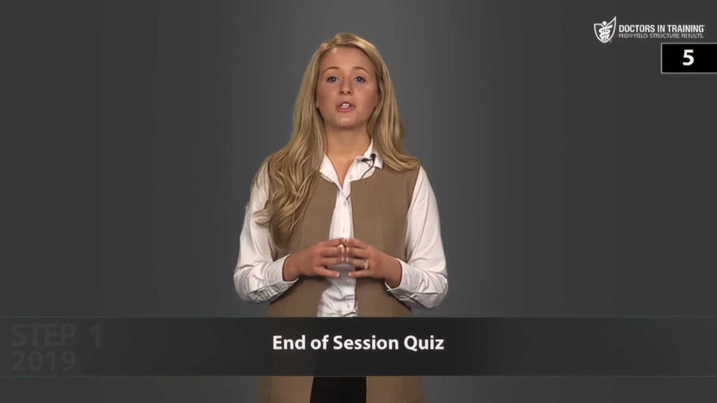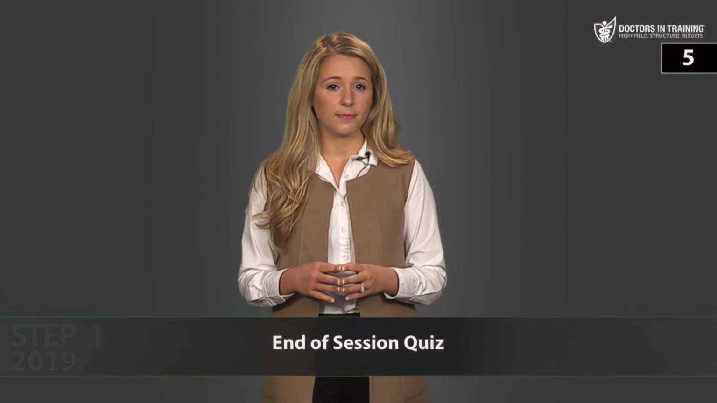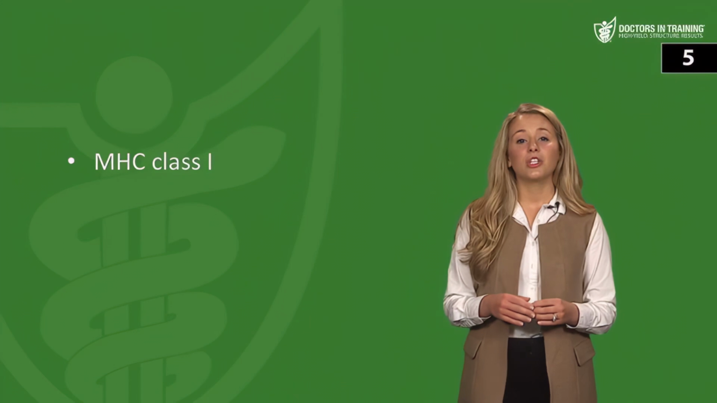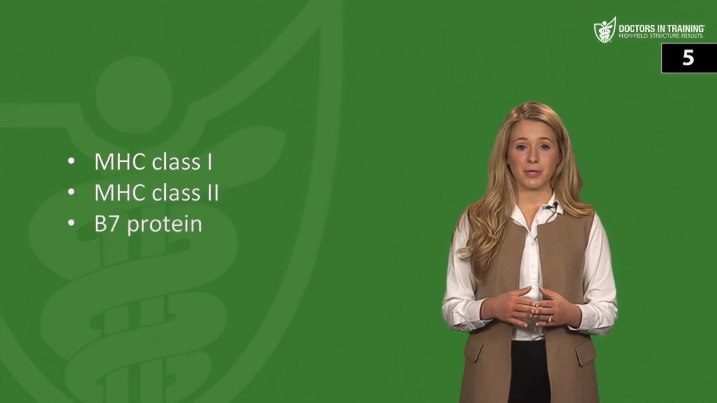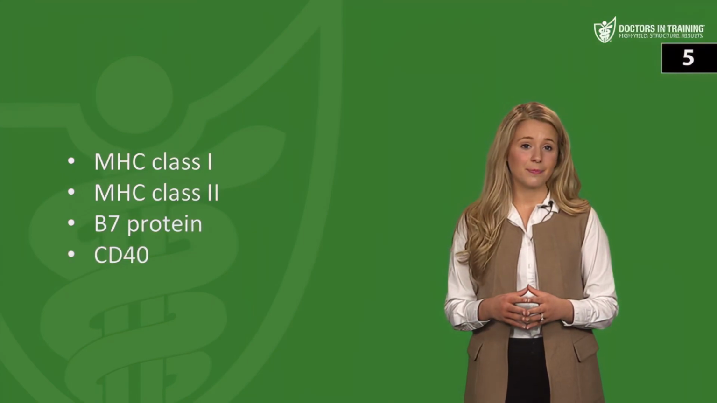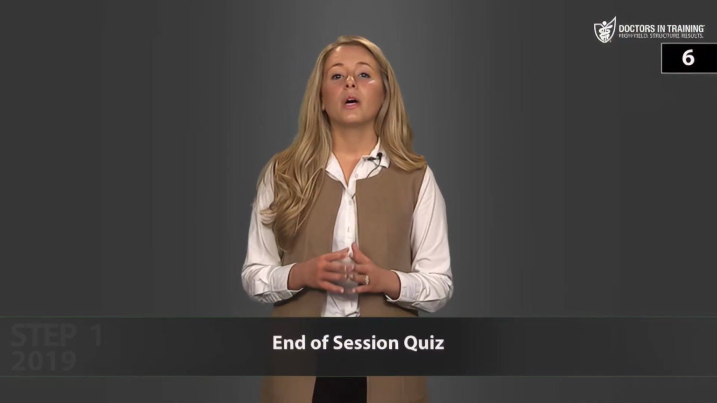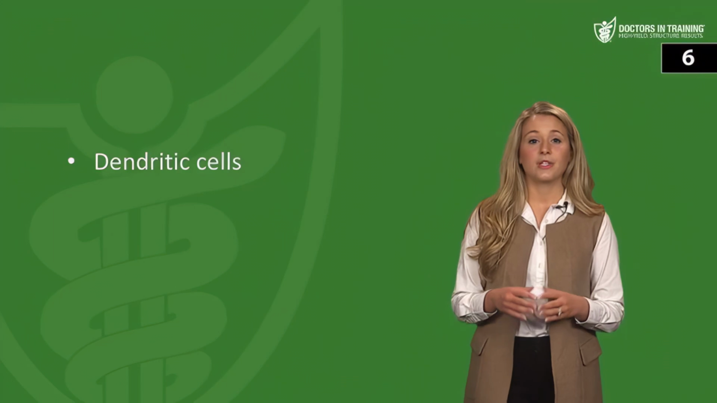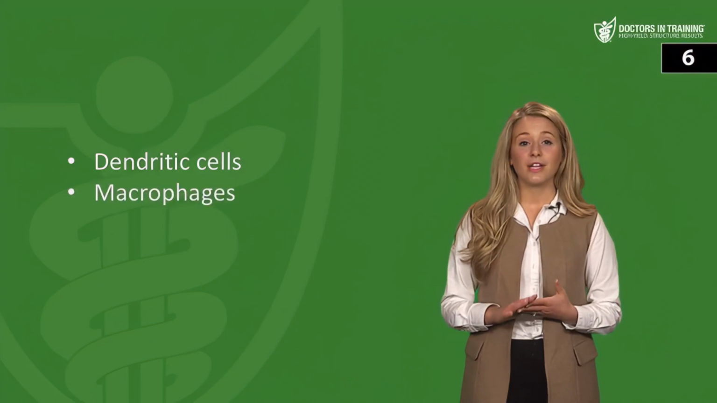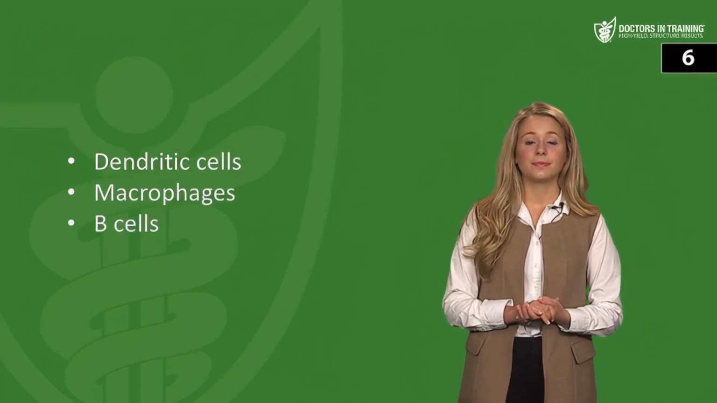First question. What molecules are expressed on the surface of dendritic cells? We mentioned MHC class 1, MHC class 2, a B7 protein, and CD40. Next, what are 3 cell types that are known for presenting antigens to CD4 T cells? These are dendritic cells, macrophages, and B cells.